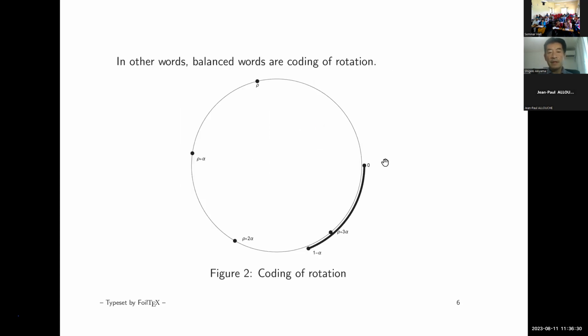Okay. And another way to understand the balanced word or Sturmian word is the coding of rotations. So it's just a coding. In this picture, rho is rotating in the anti-clockwise order. Rho is the starting point and alpha is the rotation. I draw this bold line from 0 to 1 minus alpha as the region where we put the symbol 1, and otherwise we put 0. So this is the coding of rotations.